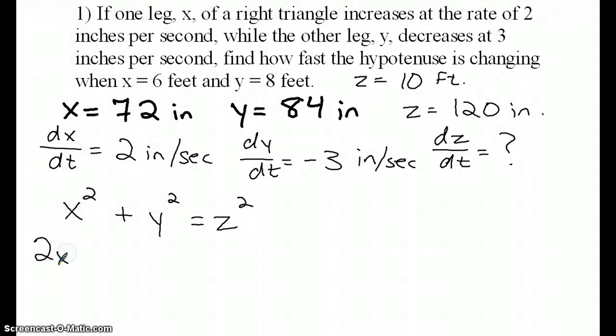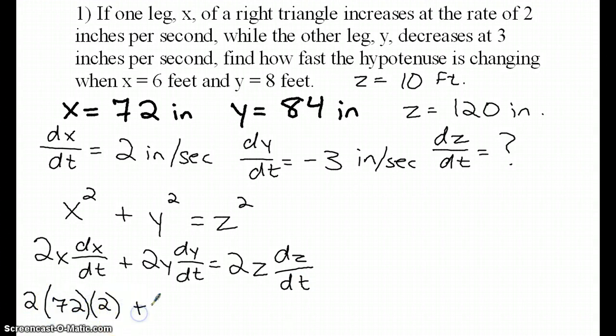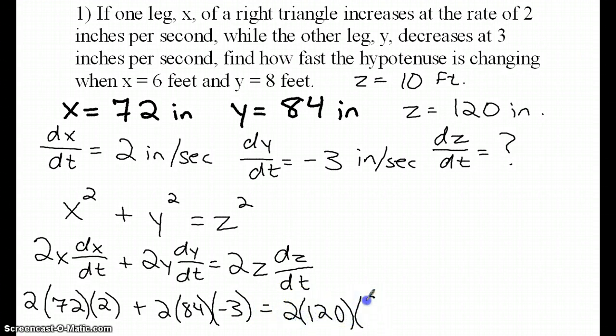We're left with 2x dx/dt plus 2y dy/dt equals 2z dz/dt. We make our substitutions. So we've got 2 times 72 times 2, 2 times 84 times negative 3, and 2 times 120 times dz/dt. That's what we're trying to find.